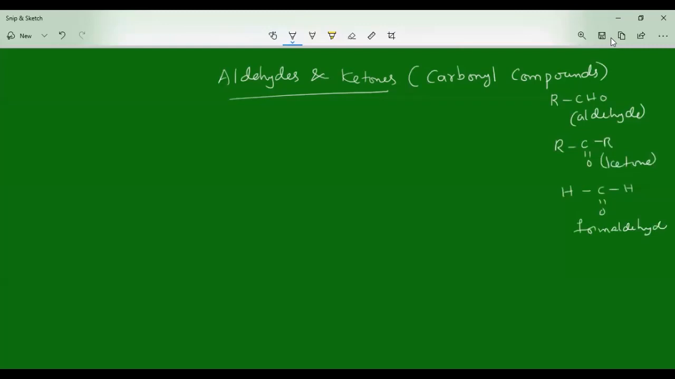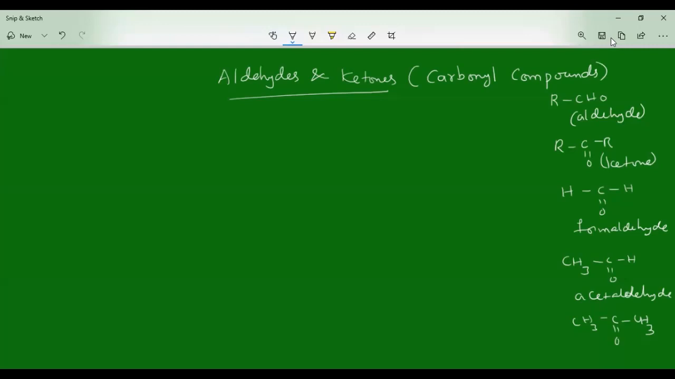If we have one alkyl group like a methyl group on the carbonyl carbon, we call it acetaldehyde. And if we have both alkyl groups as methyl groups, we call it acetone. So these are the general important formulas for aldehydes and ketones, and we will also learn about different aldehydes and ketones in detail.